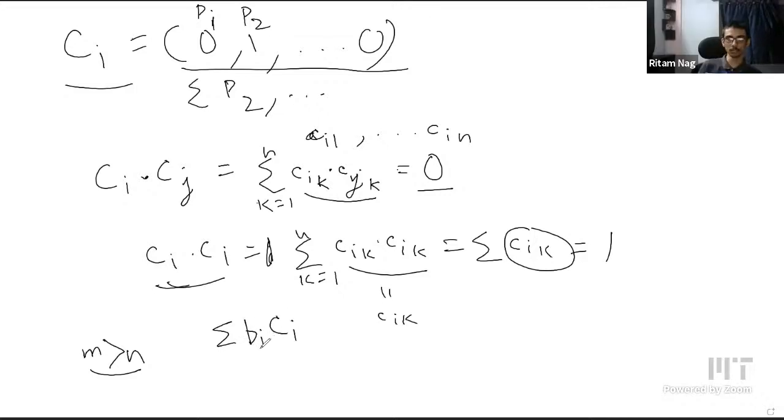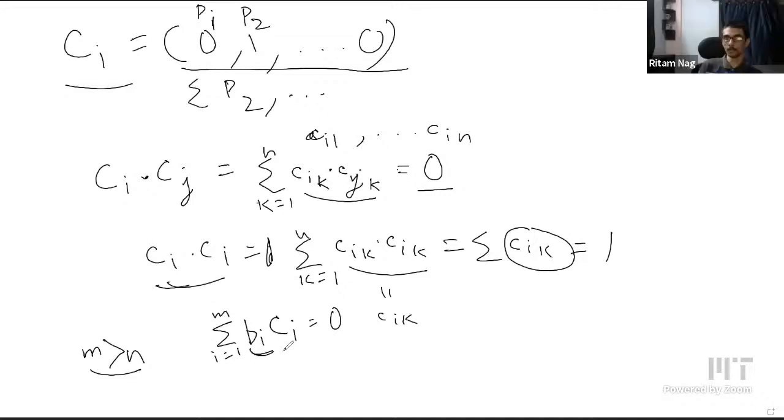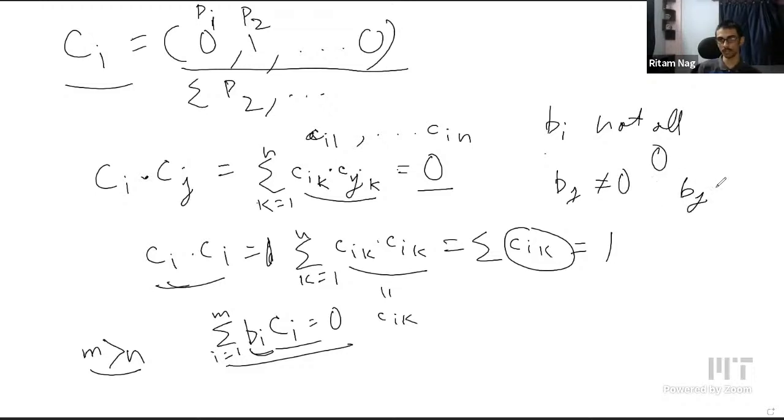Okay. So suppose the sum of bi ci equals 0 for some scalars bi, for i equals 1 to m. What is bi ci? bi are the scalars, and ci are just the vectors we defined. The bi give the linear dependence. So this is the linear dependence that we have, and the bi are not all 0. But then, since the bi are not all 0, there's some j such that bj is not equal to 0, or rather bj equals 1.